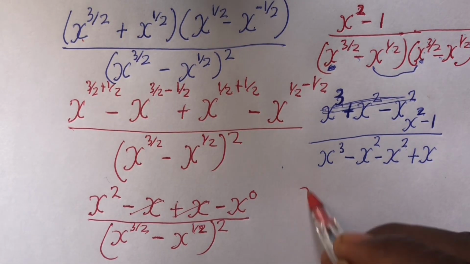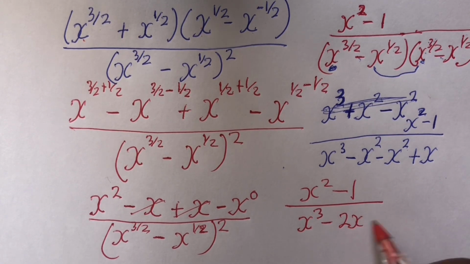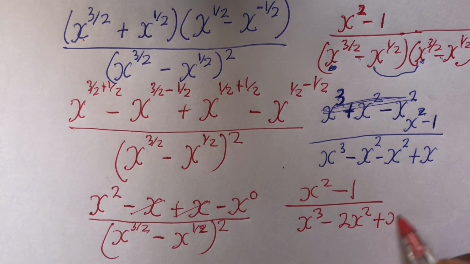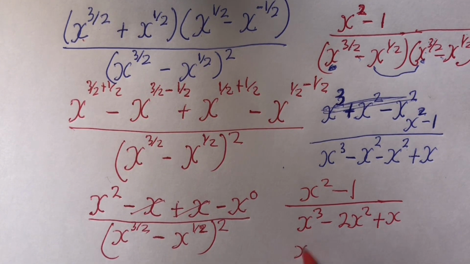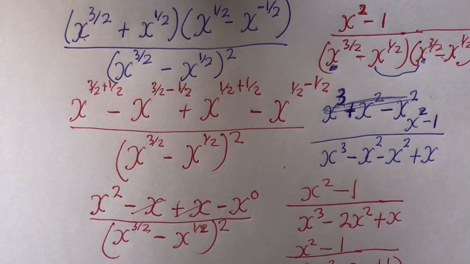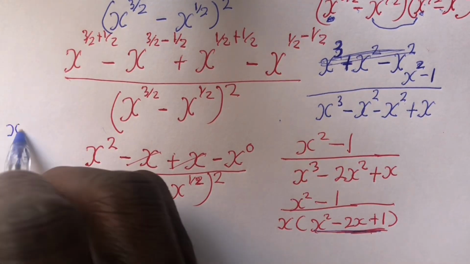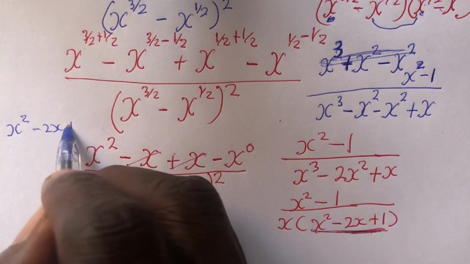So we have x squared minus 1 divided by x cubed minus 2x squared plus x. Can we do something here? Let's factorize x out. We have x squared minus 1 on x into x squared minus 2x plus 1. Now, this is the quadratic expression. So let us factorize this quadratic expression. We have x squared minus 2x plus 1.